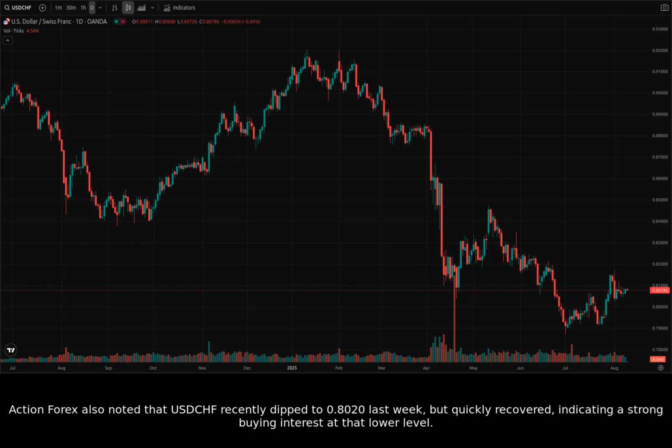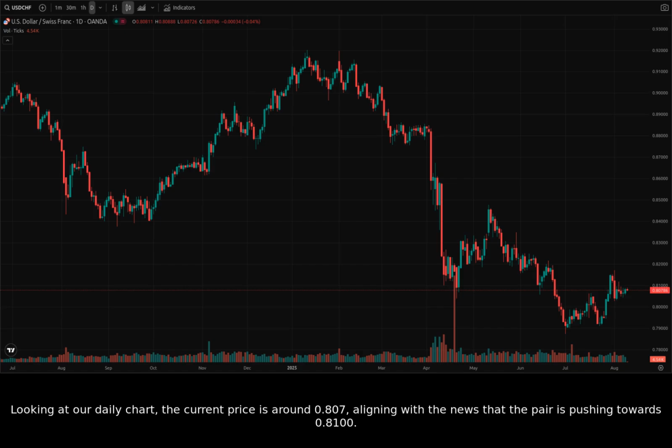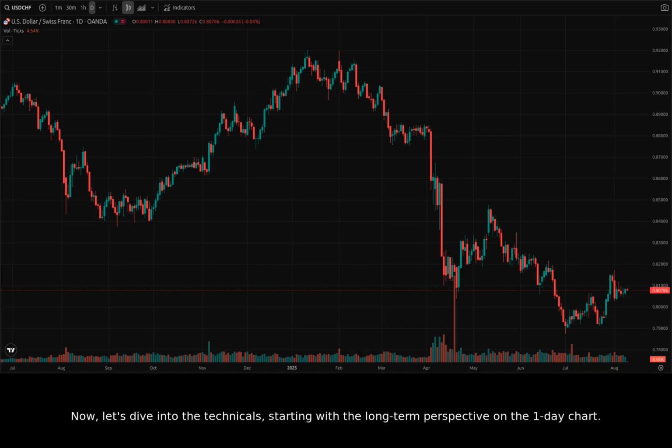Action Forex also noted that USDCHF recently dipped to 0.8020 last week, but quickly recovered, indicating a strong buying interest at that lower level. Looking at our daily chart, the current price is around 0.807, aligning with the news that the pair is pushing towards 0.8100. Now let's dive into the technicals, starting with the long-term perspective on the one-day chart.